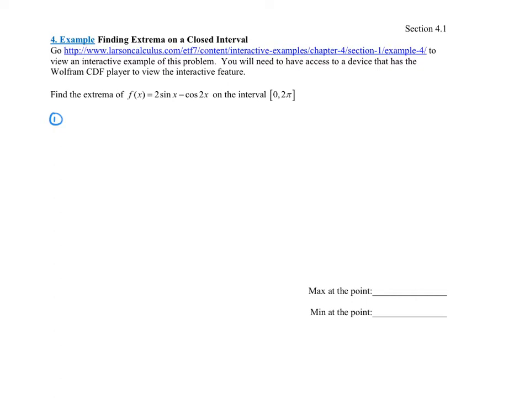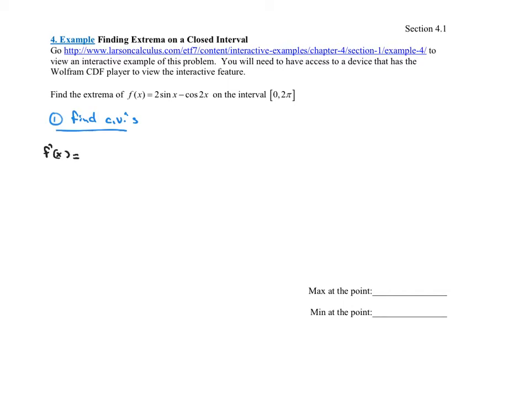Well, you remember that sine of x is continuous, cosine of x is continuous, so both of these functions together are continuous on a closed interval. Because it's a continuous function and it's a closed interval, we are able to do this technique. The first step of the technique is find those critical values. The critical values are where the derivative is equal to 0 or undefined.